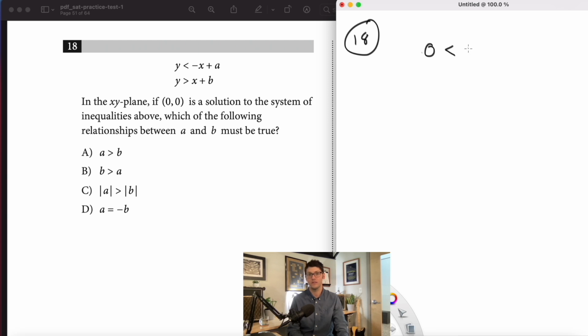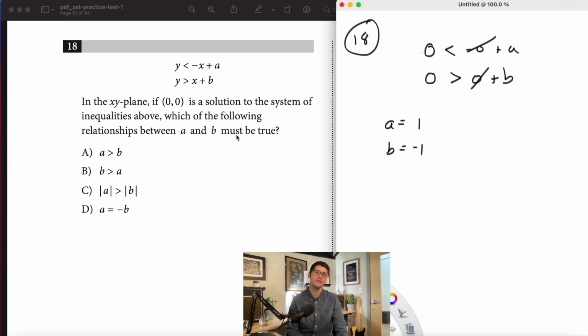So 0 is less than or equal to negative 0 plus a, which just means that a is bigger than 0. And then 0 is greater than or equal to 0 plus b. In other words, b is less than 0, right? So pick values for a and b that make sense of this. Pick a is 1, and b is negative 1. And the big thing here is the word must.